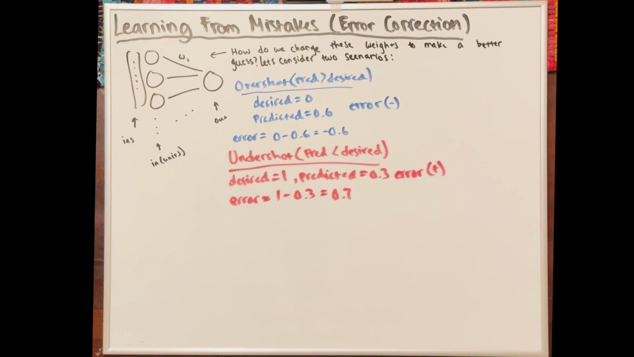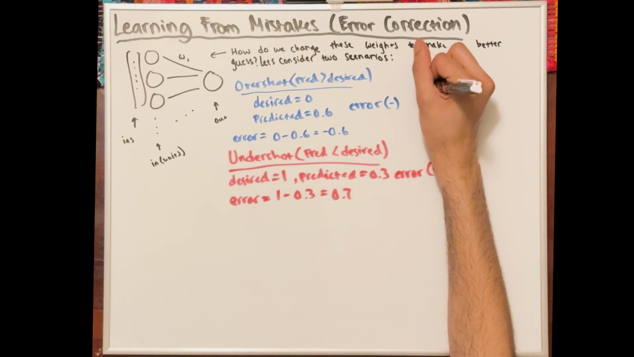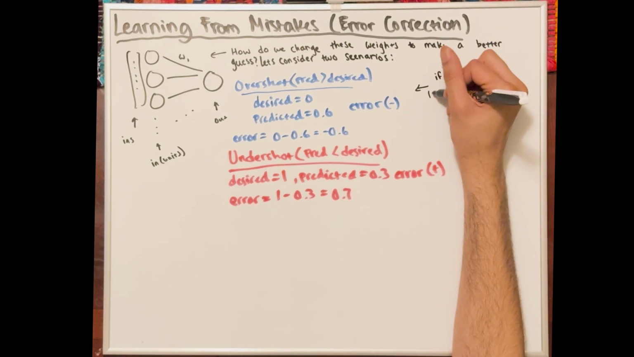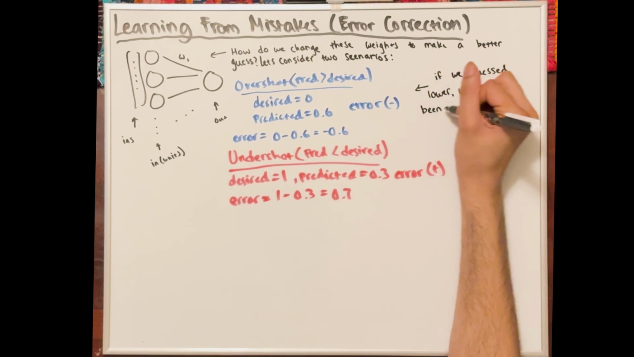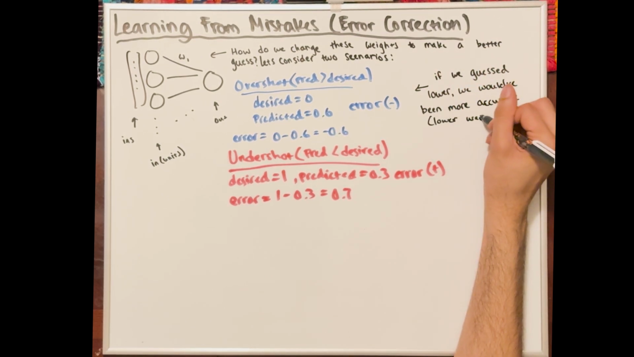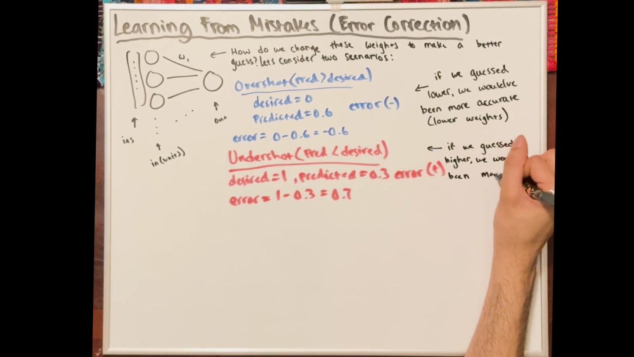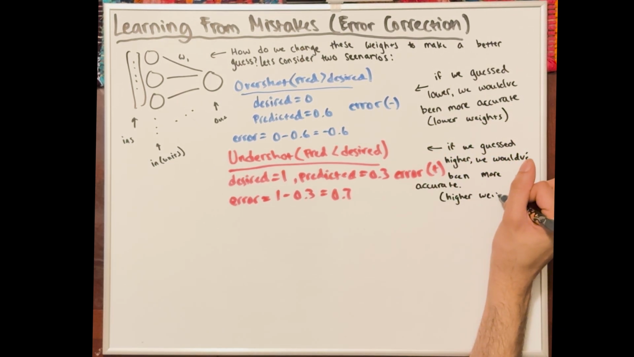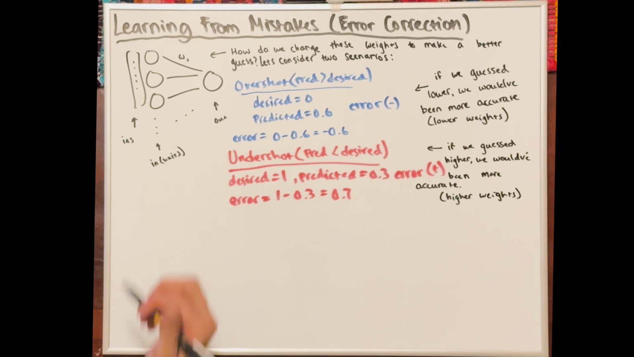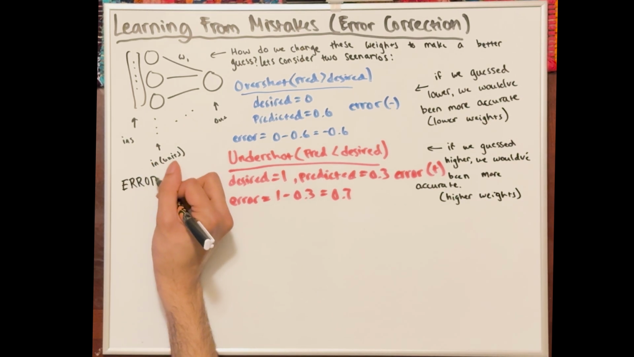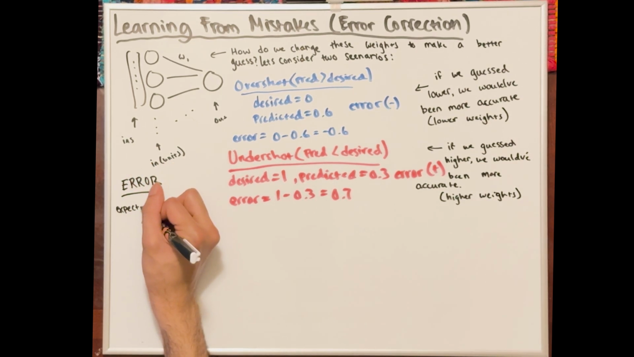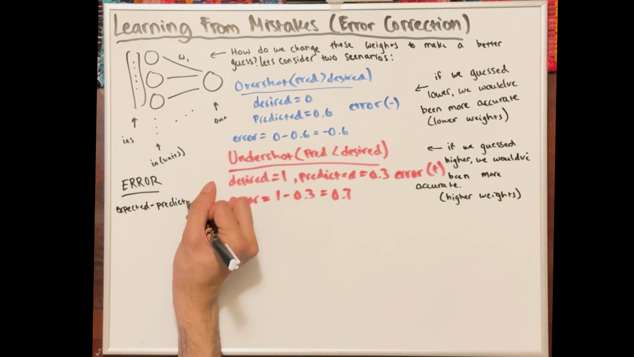In our network, the output activation is computed as a weighted sum of the input. In the first scenario, if our weights were lower, our predicted value would have been lower, and therefore more accurate. Similarly, in the second scenario, if our weights were higher, our predicted value would have been higher and more accurate. From this, we can see that if we move our weights in the direction of the error, next time we guess, the guess is going to be more accurate.